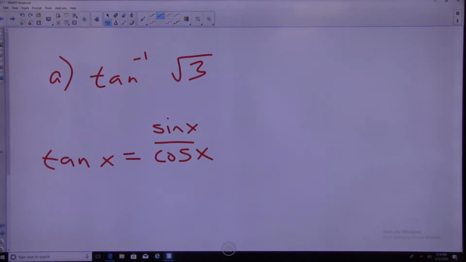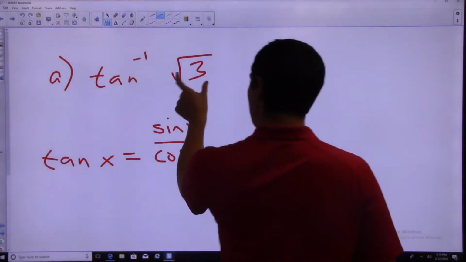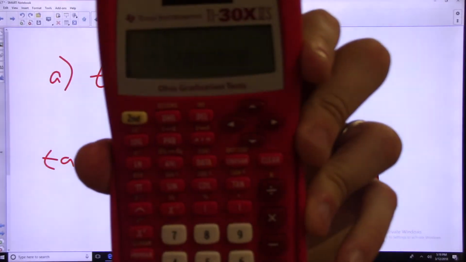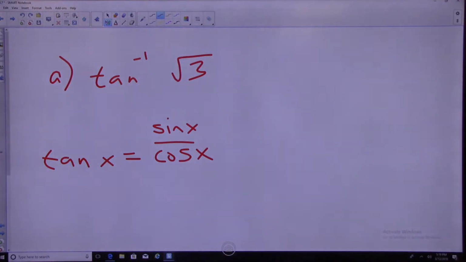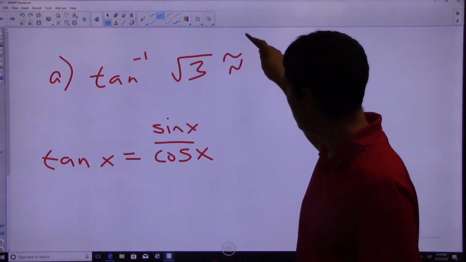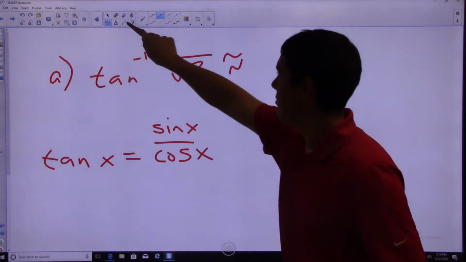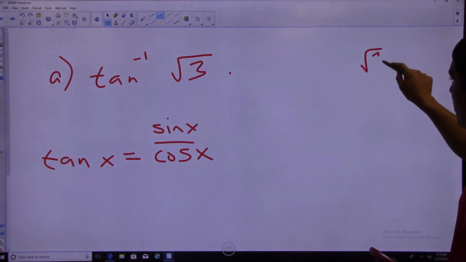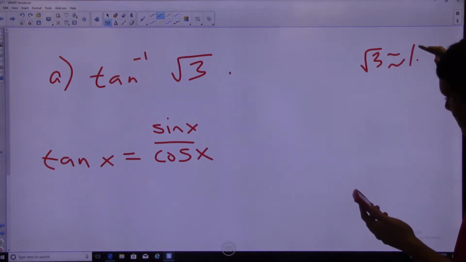So here's what I want you guys to do. Type the square root of 3 into your calculator and try to figure out what that is as a decimal. I did that. It's 1.732. Let me write this off to the side. So the square root of 3 is approximately 1.73.